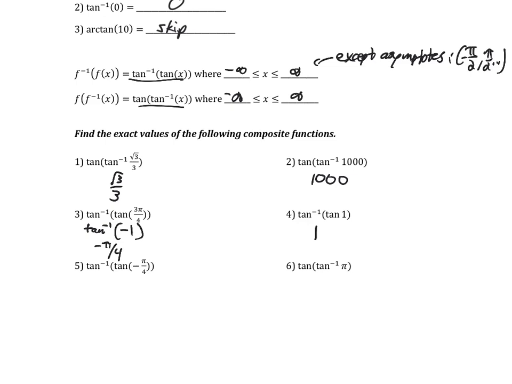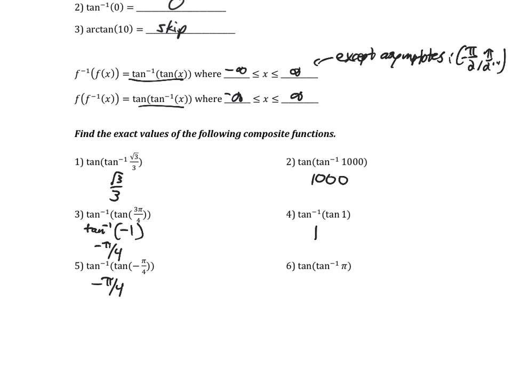Take a look at 5 compared to 3. They're identical except for that negative pi over 4. It would give you the same ratio as 3 pi over 4. However, that negative pi over 4 is within the range of inverse tangent. Hence, your answer would just be negative pi over 4.